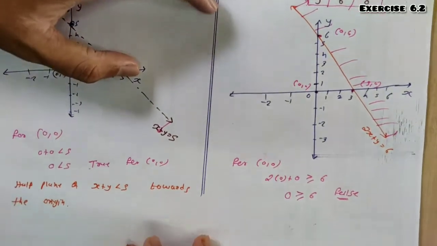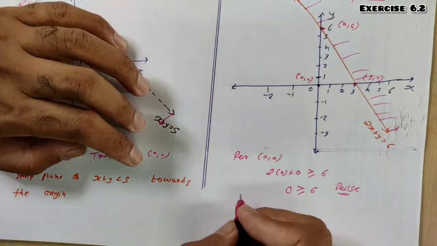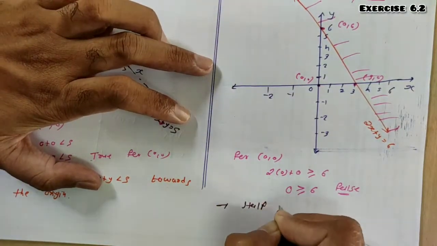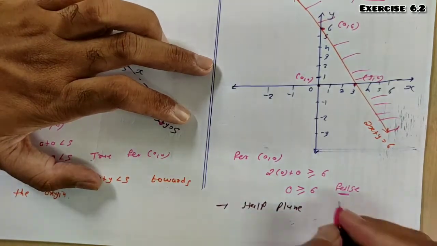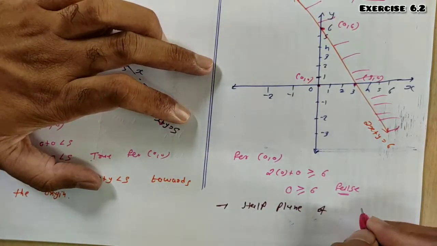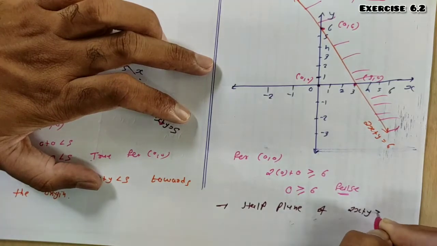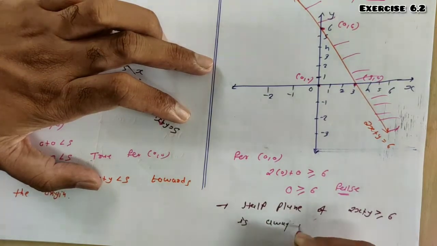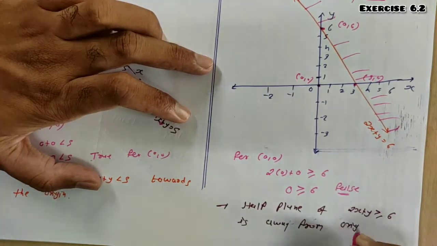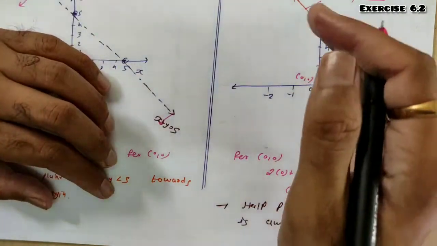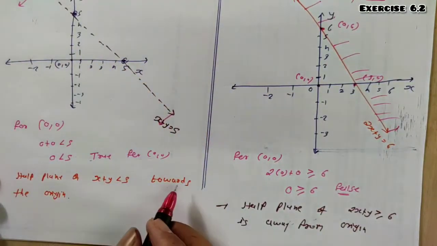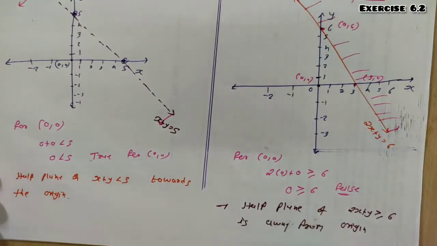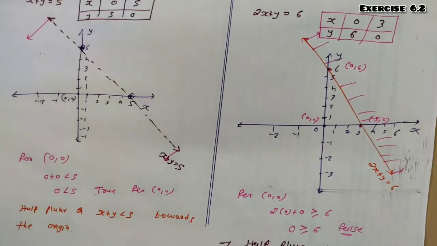So here, you have to write the statement. The solution of the inequality is the half plane. Which half plane? The half plane of the line 2x plus y greater than or equal to 6 is away from the origin. Done. Away from the origin. We do not have to include the origin. Suppose we have to include the origin, then it is towards the origin. Now the solution of this inequality is the half plane which is away from the origin. Clear, students?